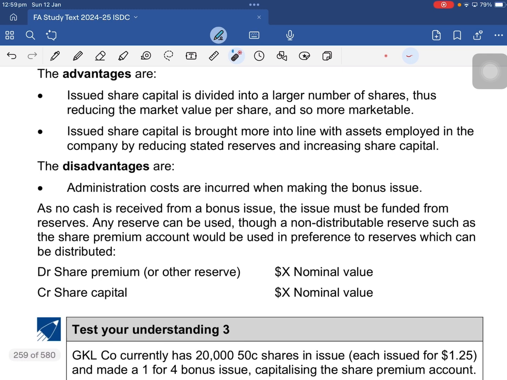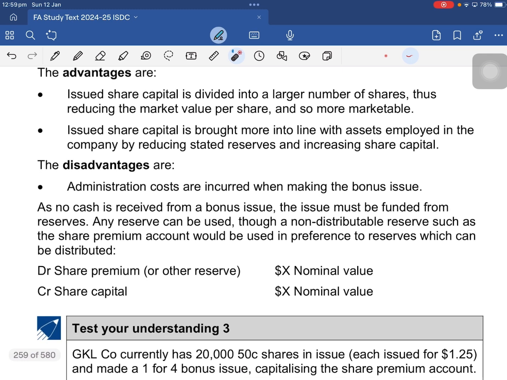The disadvantage is, even if it is for free, there is administration cost, because there is someone who is going to record it, who is going to spend their time on it, right? For example, you. Clear?